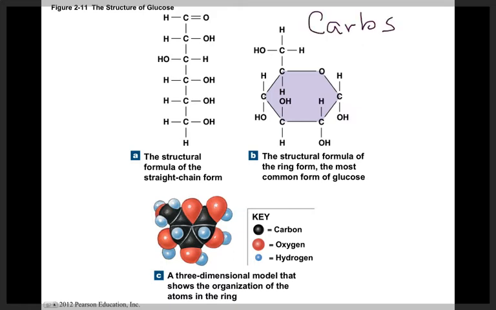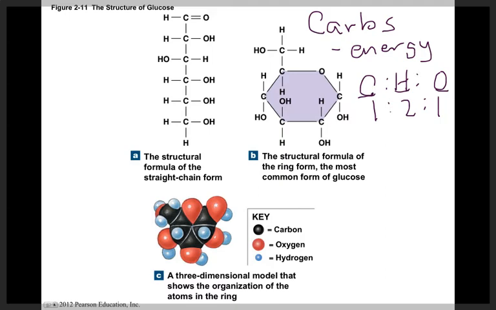The carbohydrates are the most important source of energy in our body. Carbohydrates are organic molecules that contain carbon, hydrogen, and oxygen in a ratio of 1 to 2 to 1. So for every 1 carbon, there's 2 hydrogens and 1 oxygen. Carbohydrates only account for about 1% of total body weight.